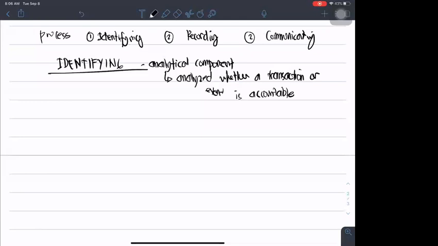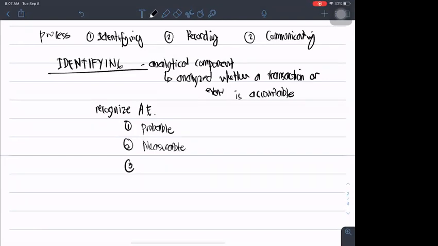So here we try to recognize accountable events. Okay, so we try to recognize accountable events. So how do we recognize an accountable event? We recognize an accountable event if ever it is first probable, next it is measurable, third it meets the definition. Okay, so we recognize an accountable event if it's probable, measurable, and meets the definition.